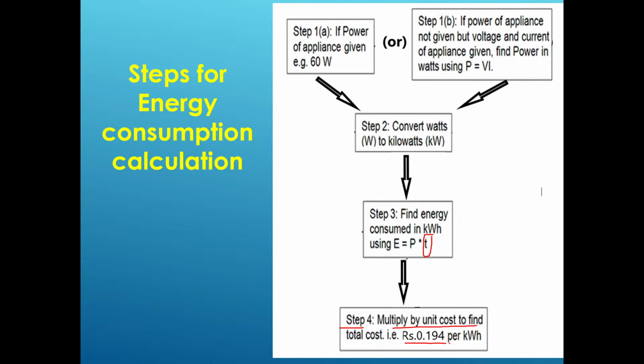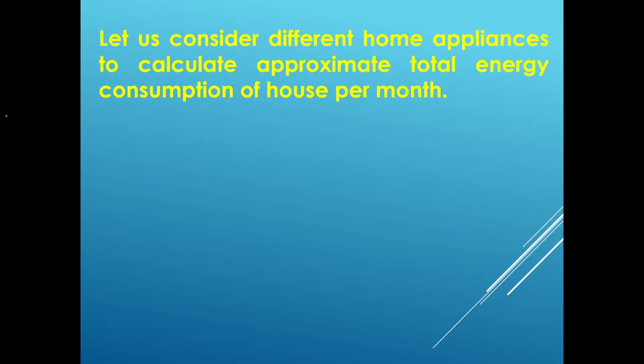Whatever the per unit cost is, for example, he has mentioned some 0.194 per kilowatt hour, with that we have to multiply the energy consumed. So let us see that step by step. This is just an example. I have shown you this flow chart here. Let us do that step by step.